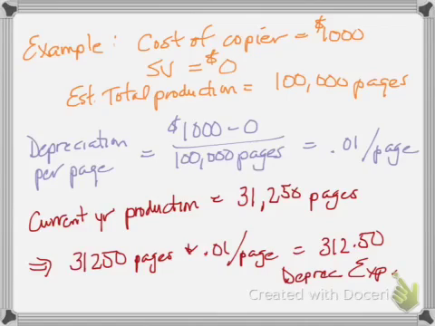$312.50. And believe it or not, most photocopiers can actually tell you the number of pages they've generated for a time period. So this is a very feasible and sort of a logical way to measure depreciation for things like automobiles and photocopiers. It's not used as much as straight line, but it's a very defensible, theoretically defensible method.